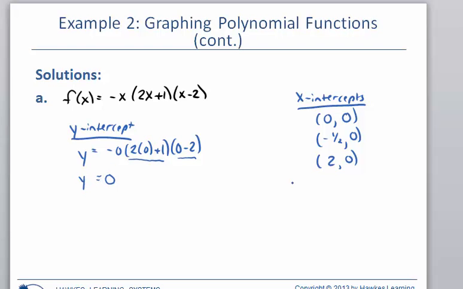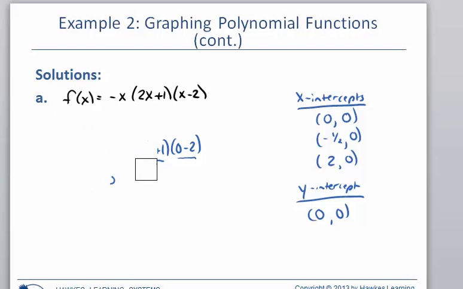So that y-intercept is going to have a y value of 0, and we know that when we're talking about a y-intercept that the x is automatically 0, and as I said in the beginning, we actually already had that, so we know that that is both the x and the y-intercept.